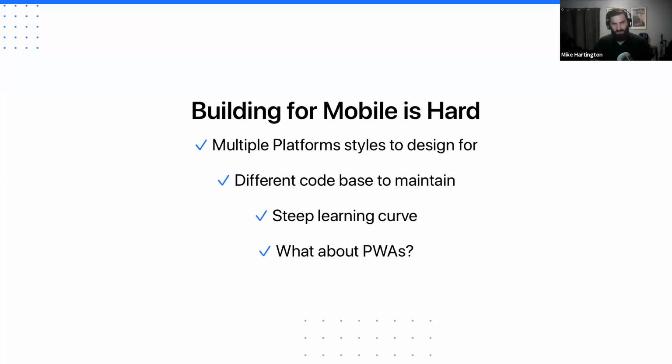So the problem that we're trying to solve here is that if you're trying to build a mobile app, in general, it's quite difficult. Building for mobile is really, really hard, come to find out. If you want to ship, say, a native iOS app and a native Android app, well, first off, you need to figure out, okay, what's going to make my app unique? What's going to make it special?